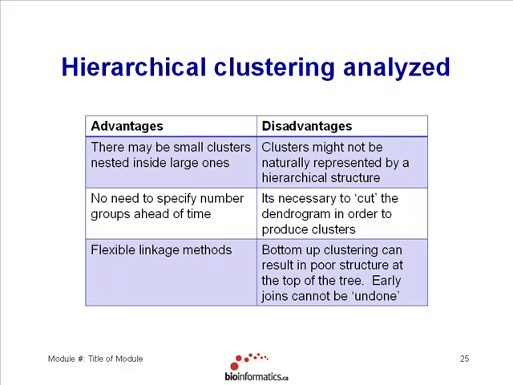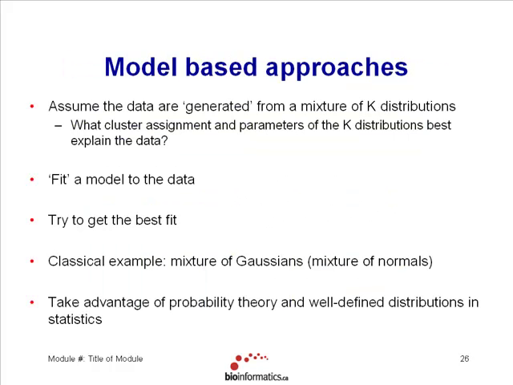Advantages are that actually you can use a number of different linkage methods. I think this is actually a bit of a strength. However, as we saw with the centroids, bottom-up clustering can result in poor structure at the top of the tree. And that's really because the early joins can't be undone. So this is what we call a greedy algorithm, and it converges in a similar way that partitioning methods would converge to local optima, and often doesn't find a globally optimal solution.